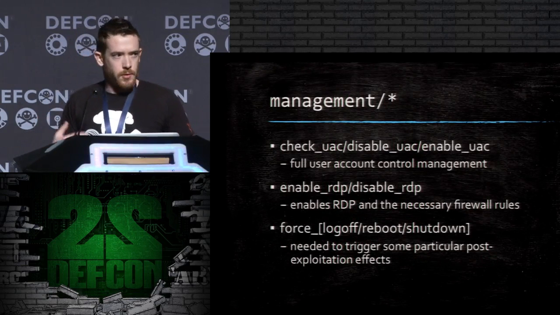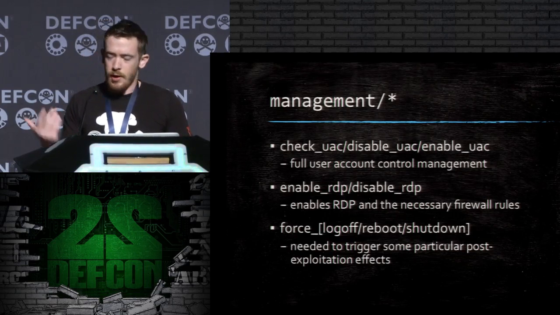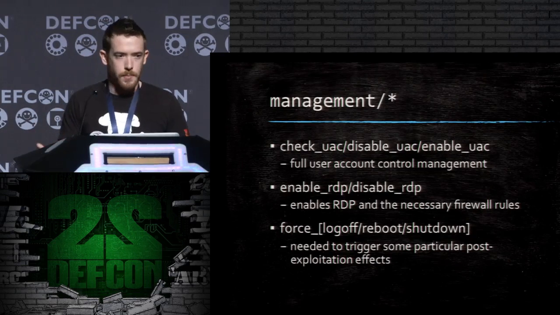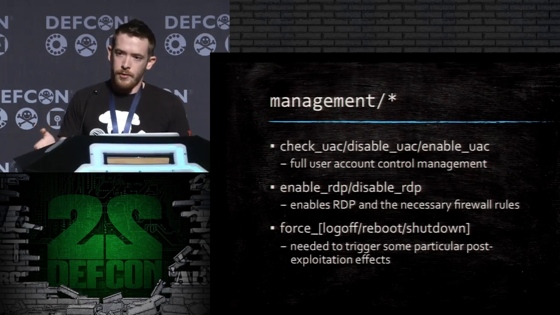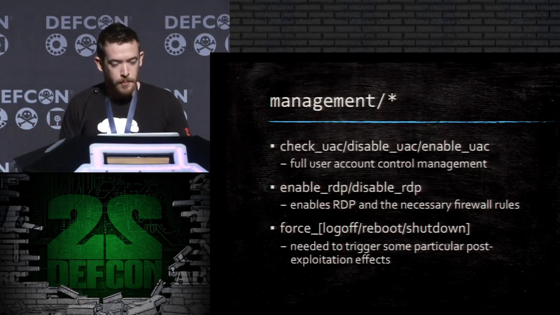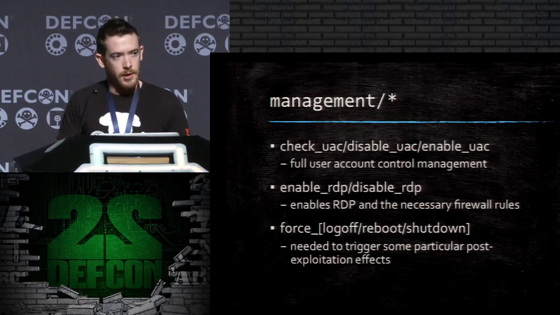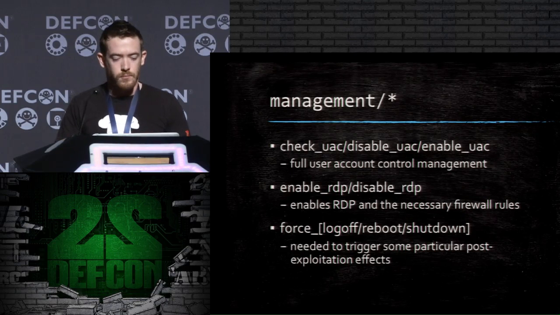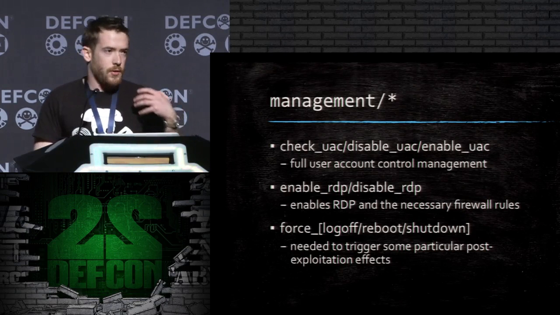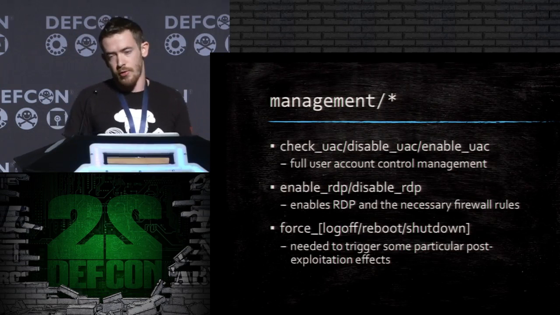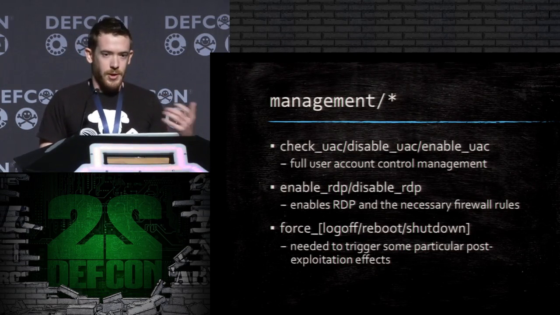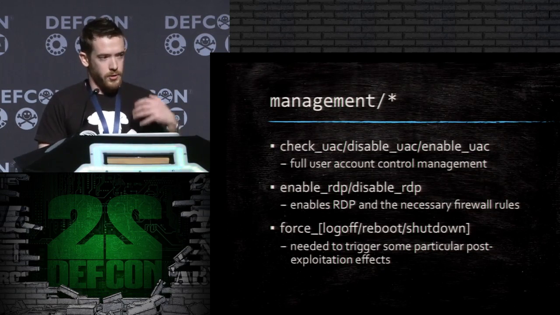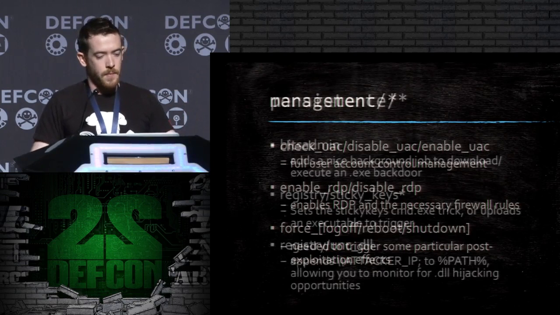Management. Occasionally, if you're on an internal test, you might want to do things like enable or disable UAC or RDP. And I'll actually show this in the demo. If you have network level access to a machine, RDP itself might not be enabled. Maybe you want to set up your sticky keys backdoor or something like that. So occasionally there are certain management actions you need. Also, in certain situations, you might need to force users to log off, reboot the machine, shut it down, all that kind of stuff to trigger certain post-exploitation actions.